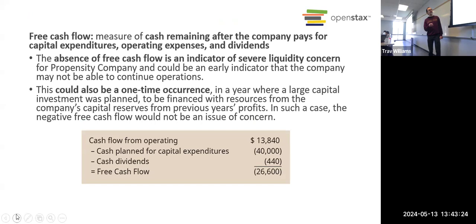We then take out any cash that we're planning to use to buy equipment or expand our operations. So any capital purchases that we have planned, we subtract that much cash. And then any dividends that we pay out get subtracted as well. What's left over is called your free cash flow. Like working capital, it's a way of figuring out how much cash you can really work with.